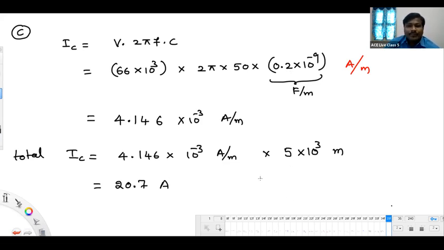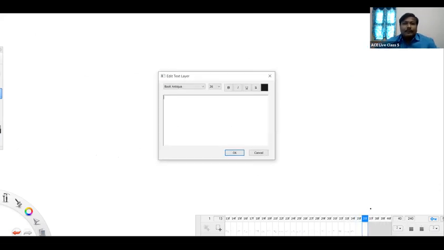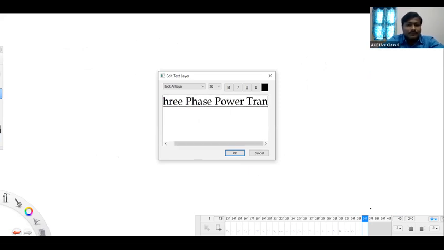Next thing. Let's think about three-phase power transmission by using cables, that is, by underground cables.